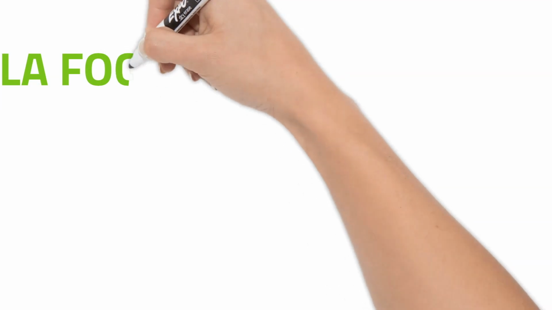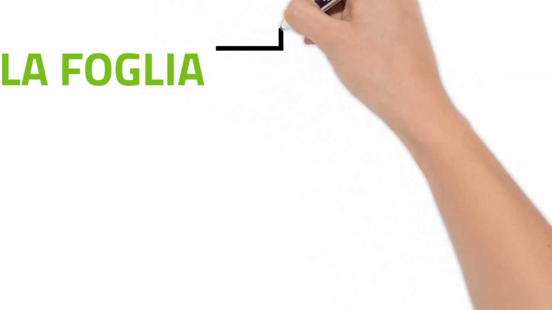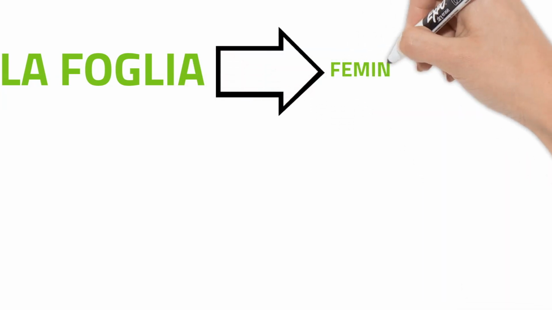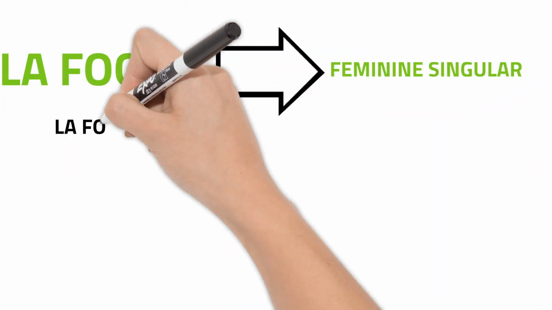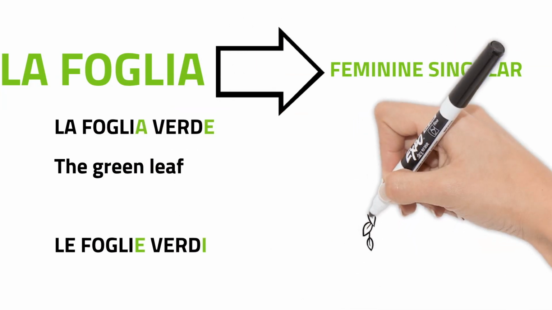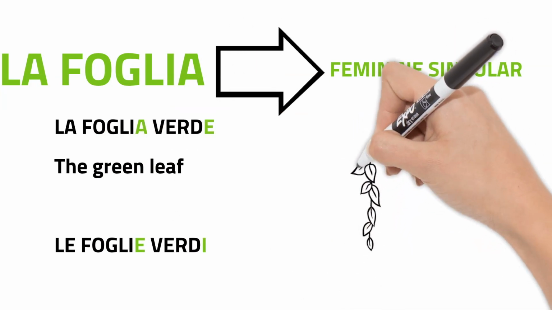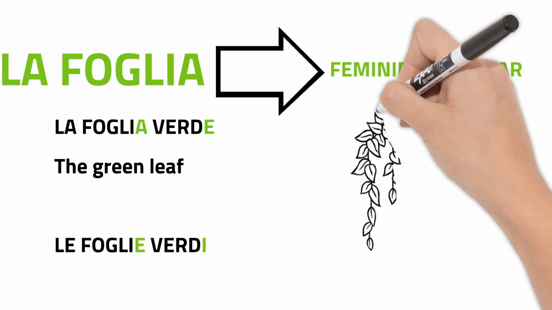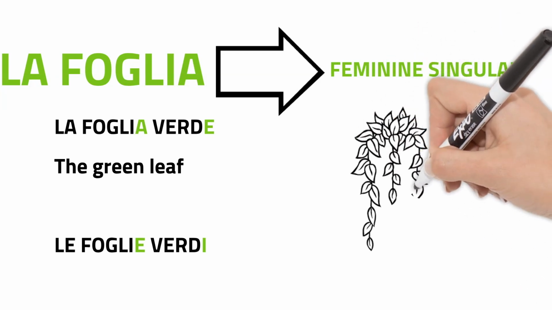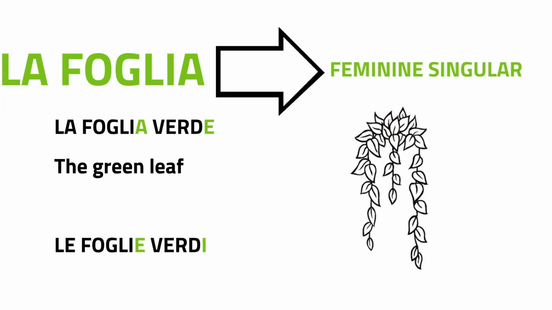Let's now see a sentence with a feminine noun, la foglia, which means the leaf. This is feminine singular. So if we say la foglia verde, here you can see that we still use verde, even though it is feminine. If we turn this sentence into plural, it becomes le foglie verdi. So verde becomes verdi because it's plural.